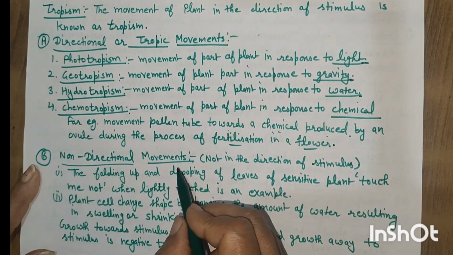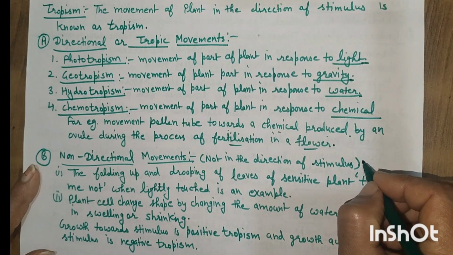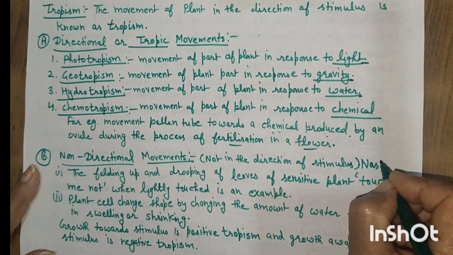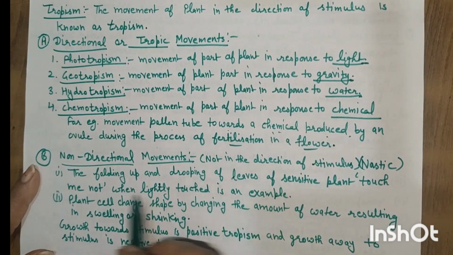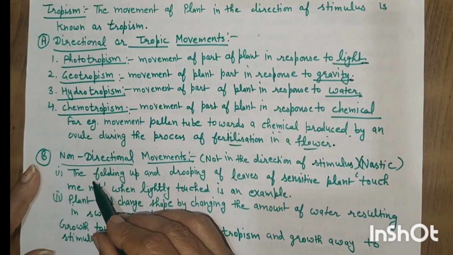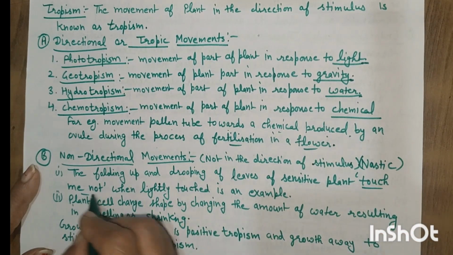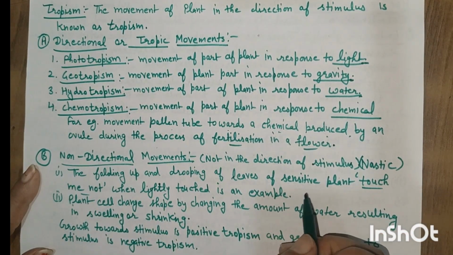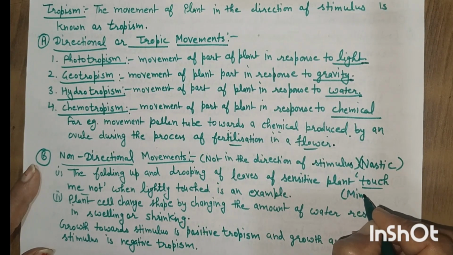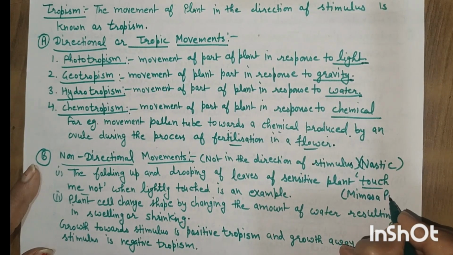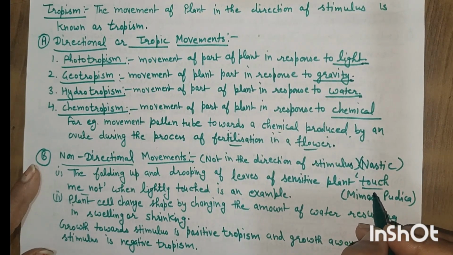Now, non-directional movement, not in the direction of the stimulus. This is also called nastic movement, not in any particular direction. An example of this is the touch me not plant. Its scientific name is Mimosa pudica. That is the touch me not plant.